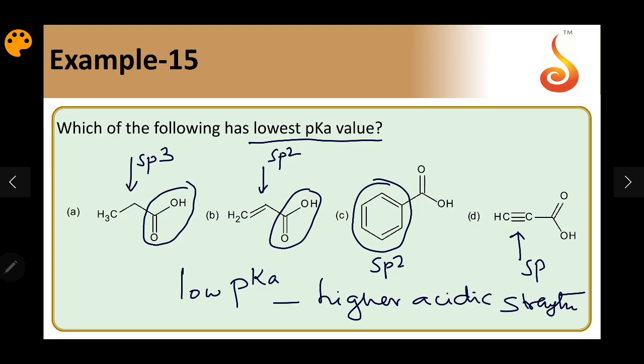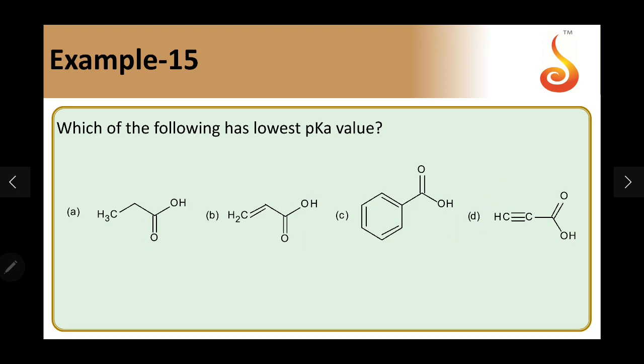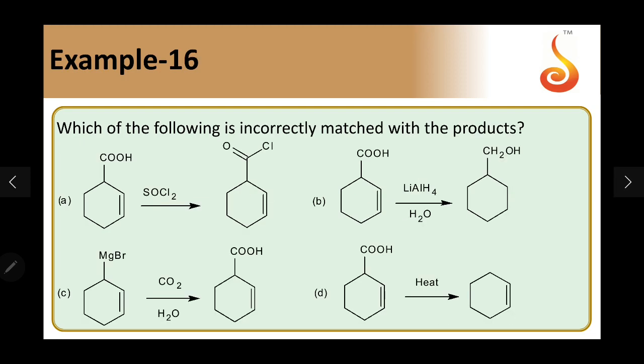So option should be D. We'll go to the answer. Answer is D. Example 16. Which of the following is incorrectly matched with the following products? So we'll see one by one in the solution.